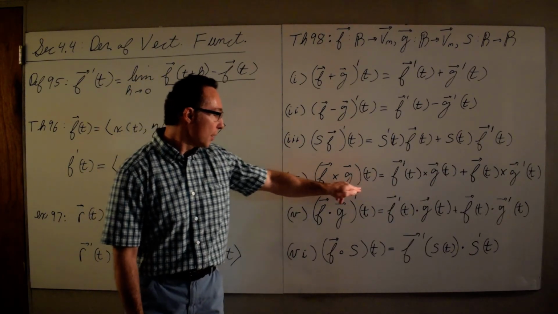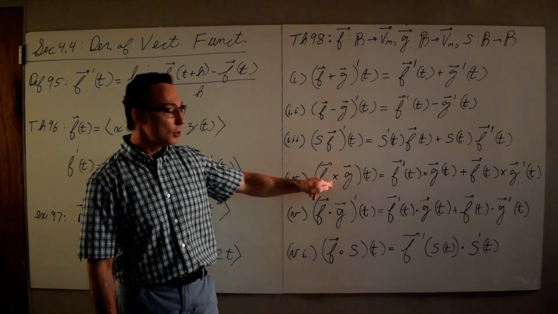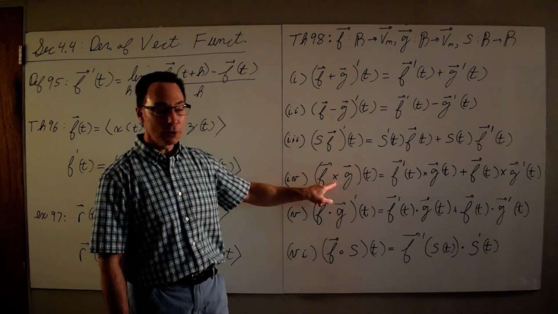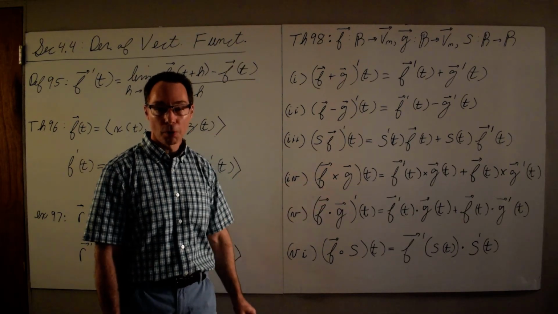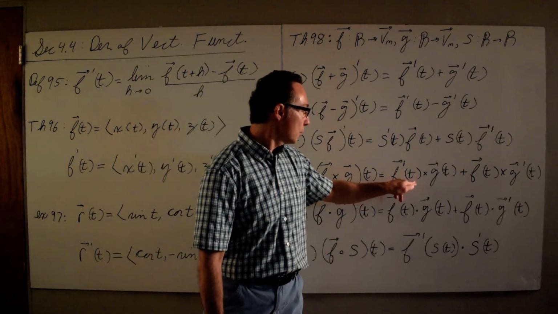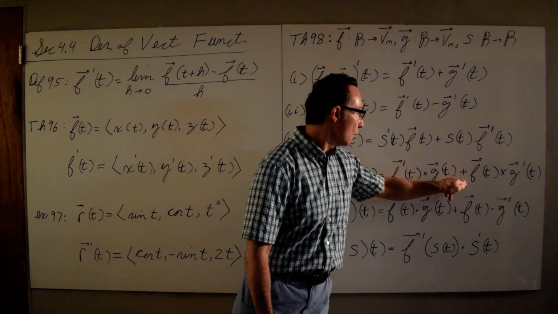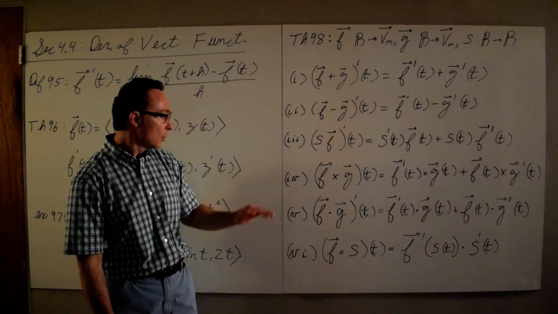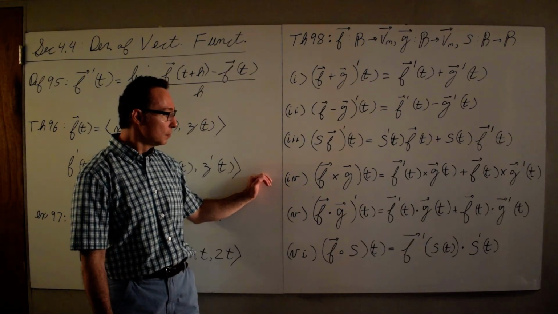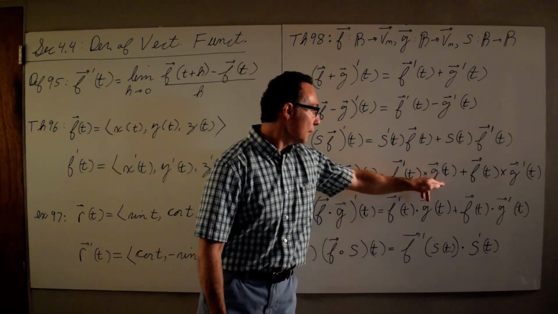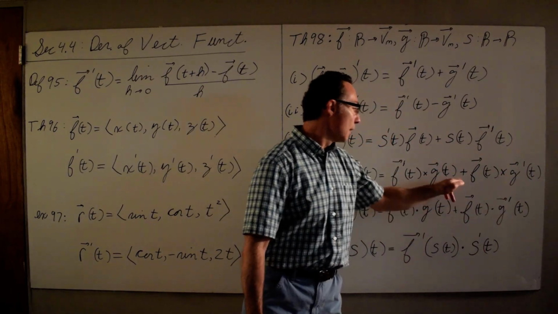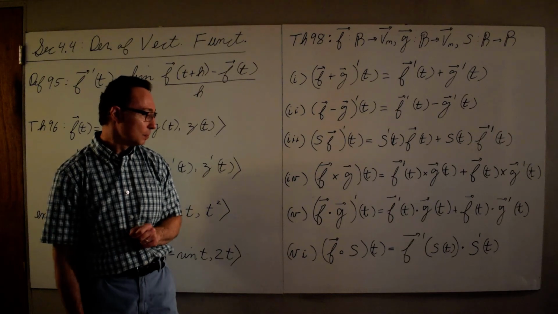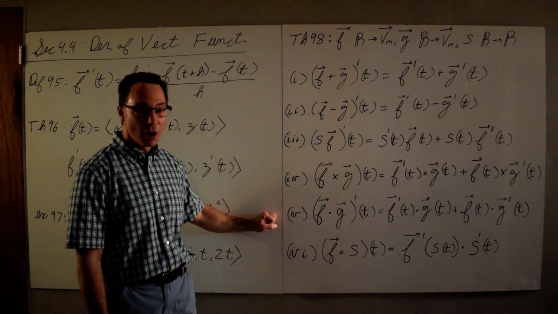Derivative of the cross product. We take f of t, which is a vector, and g of t, which is a vector, and take the cross product of two vectors, which is a vector. Product rule: derivative of the first times the second plus the first times the derivative of the second. This time, by times, we mean the cross product. So we take the cross product of two vectors, plus the cross product of two vectors, and we have a vector. Remember, this is a vector-valued function.